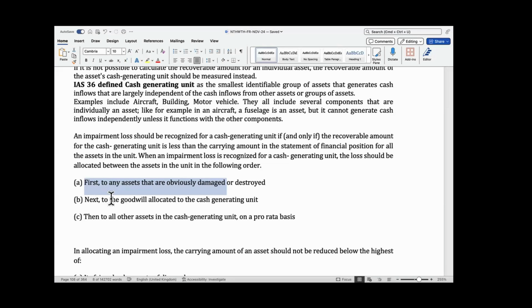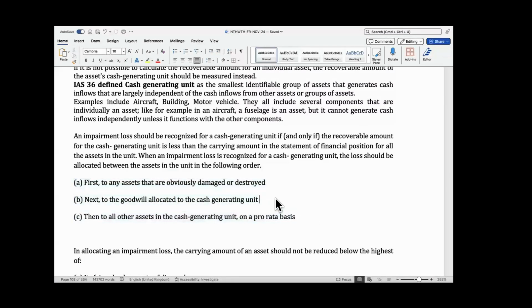Then the second one is goodwill. So if there's goodwill within that cash generating unit, then you allocate to that as well. Then any other asset on a pro rata basis. And this order makes so much sense, really.